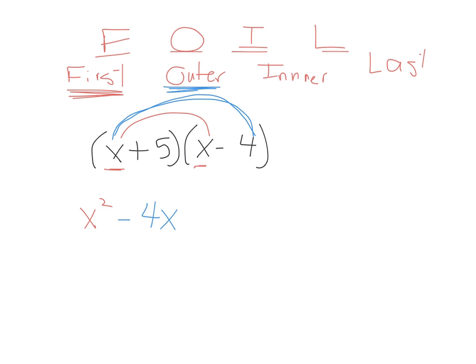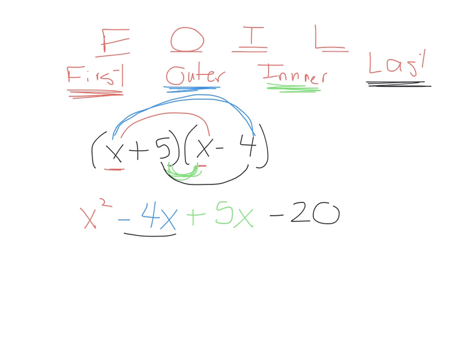And then it says inner. So the inner two terms means the two that are in the very middle. I'm multiplying 5 times x. That's plus 5x. And then last, that means the last one in each binomial. This one times this one. And it is a 5 times a negative 4, so that's a negative 20.